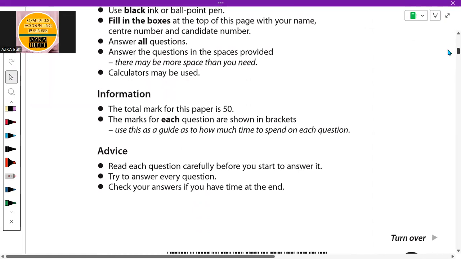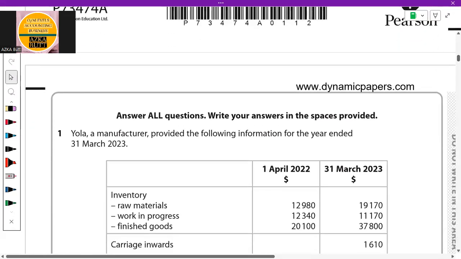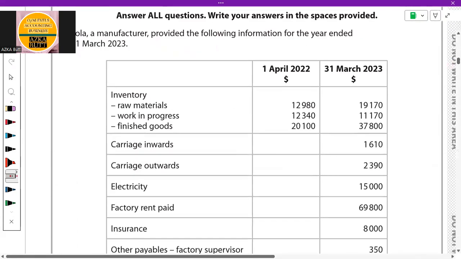This is very easy. The total mark of this paper is 50, as you can see. So I think now we should move forward to solve this paper. In the first question, we have to prepare the manufacturing account. First of all, just recall the basic format of a manufacturing account so that you can solve this paper easily, because Edexcel papers are not so difficult that it is impossible for students to solve them.